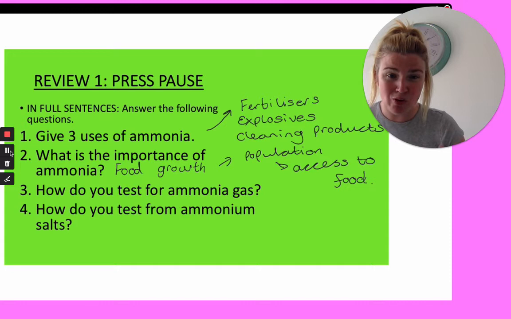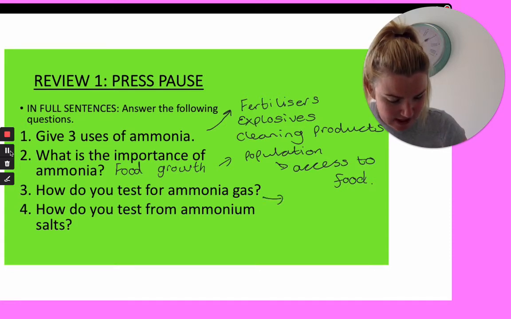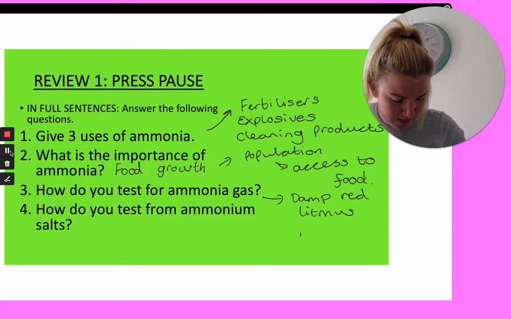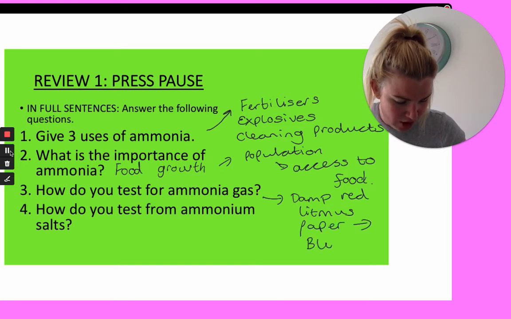How do you test for ammonia gas? Like I said, ammonia is a gas. That's damp red litmus paper. Hold it over the gas and it should turn blue.